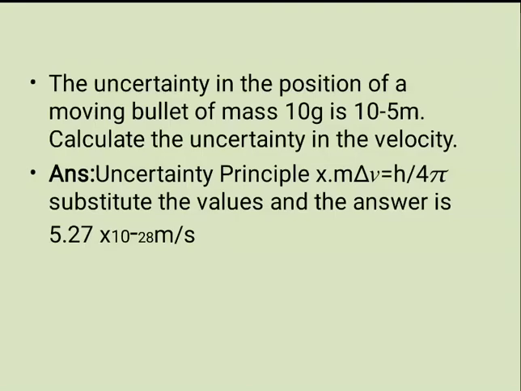Here we have been given the uncertainty in the position. So for that we just need to calculate Δv using the formula h/(4π · m · Δx). Using this formula and substituting the values, we will get Δv as 5.27 × 10^-28 meters per second.